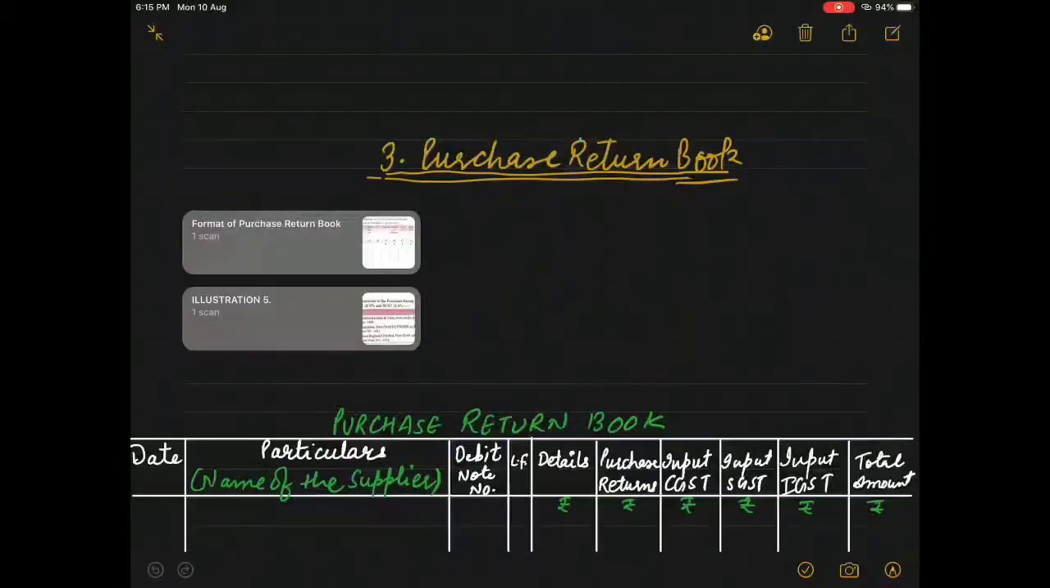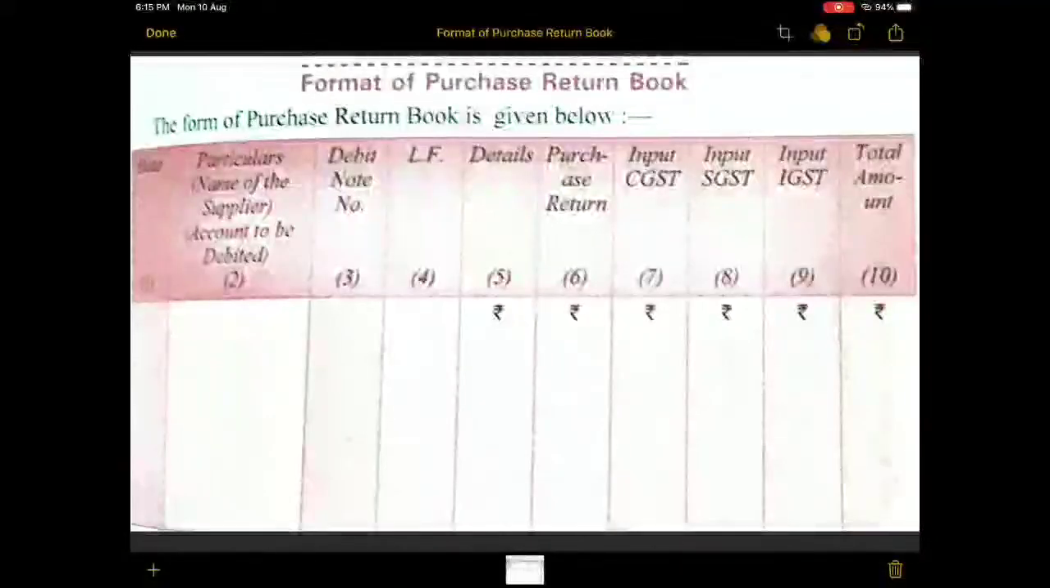What is the journal entry? Supplier's account debit to purchase return. The party name is debited, that is why we prepare the debit note. Right? So what is the format of the purchase return book?